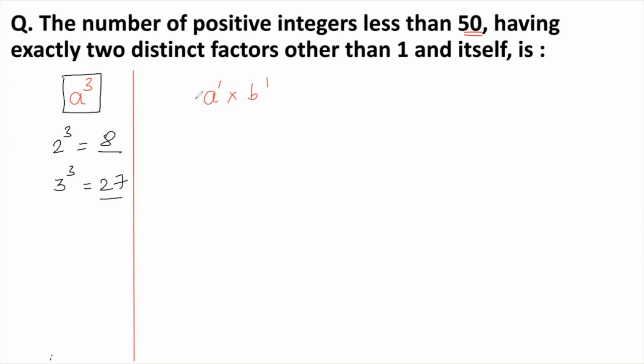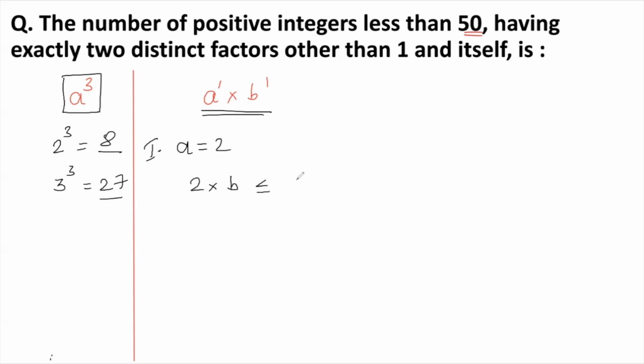So now let's talk about the second case, guys. What if the number is of the form a raised to 1 into b raised to 1? Let's take the smallest possible value of a now. Let a be equal to 2. Now we want the number to be less than 50, right, guys? So a into b should be less than 50. When I take a equal to 2, 2 into b should be less than 50.